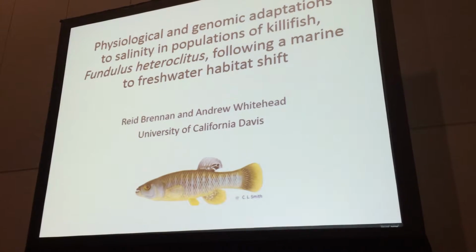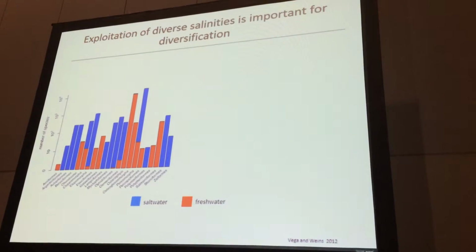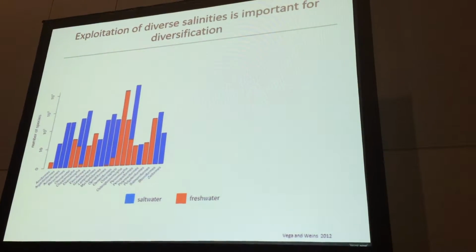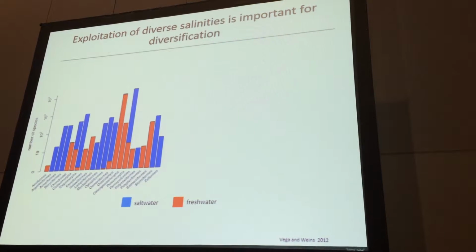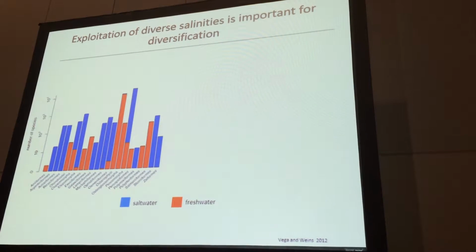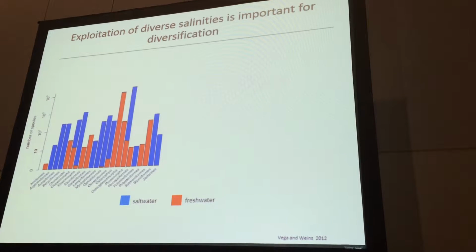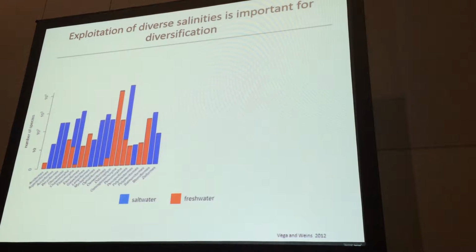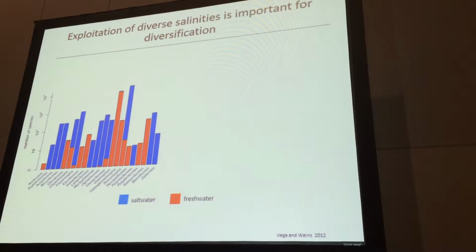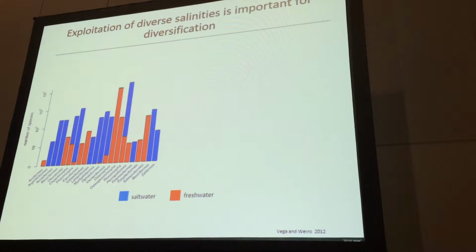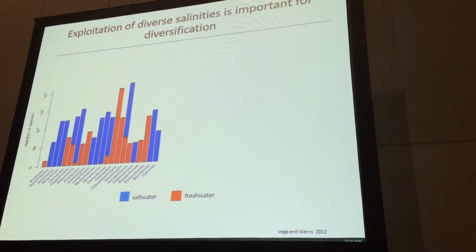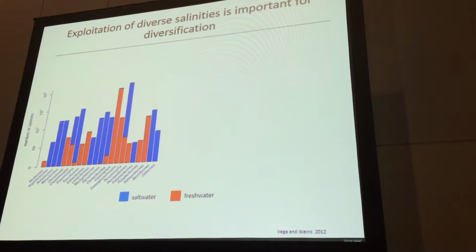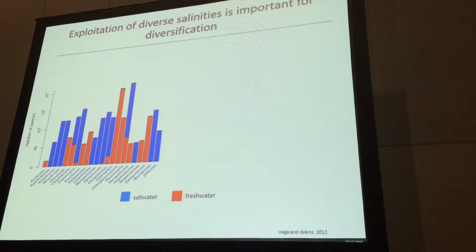I'll be talking about adaptation to salinity today. So we know that salinity is important in limiting distribution and diversification of aquatic organisms. Here we have most groups of ray-finned fishes on a log scale and colored by habitat use. Blue is saltwater, red is freshwater.